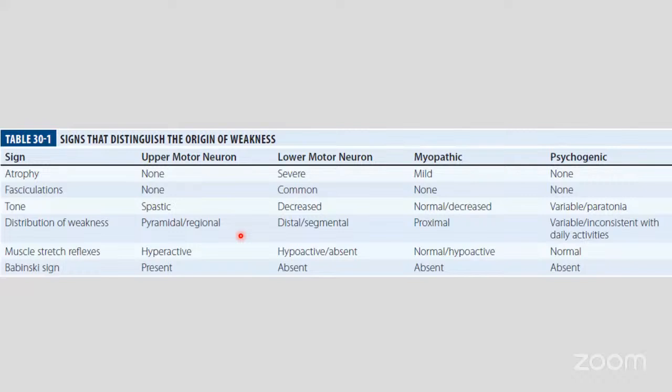In LMN lesions, the distribution of weakness will be as per the structure affected. If it is the anterior horn cell, it will be segmental. If it is a peripheral nerve or a plexus, it will be the structure supplied by the nerve or the plexus. The muscle stretch reflexes are hypoactive or absent in LMN lesions. Babinski sign is absent.